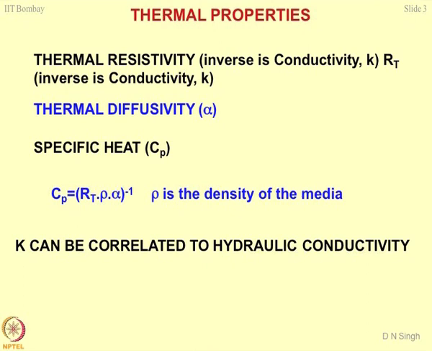So my question to you is, can we use these three terms in characterizing geomaterials? How did you define hydraulic conductivity? Hydraulic conductivity is the ease with which water can migrate into the porous system. Now, in equivalent form, rather than saying hydraulic conductivity, if I say thermal conductivity, this is nothing but thermal conductivity K. So this small k is the equivalent of hydraulic conductivity of the porous system. Now this concept can be utilized for determining hydraulic conductivity of unsaturated soils.